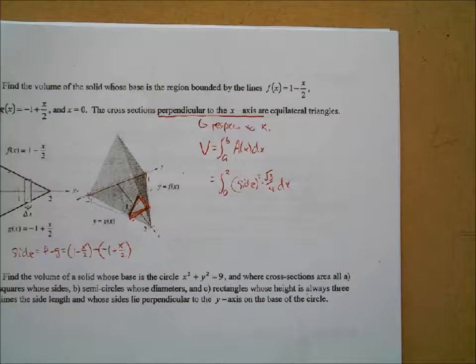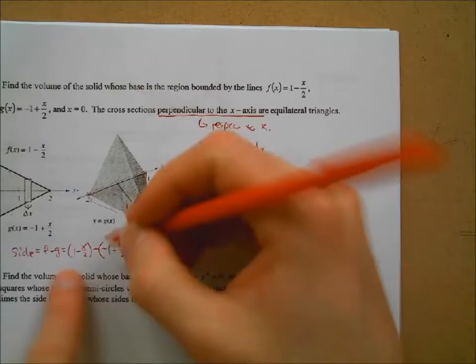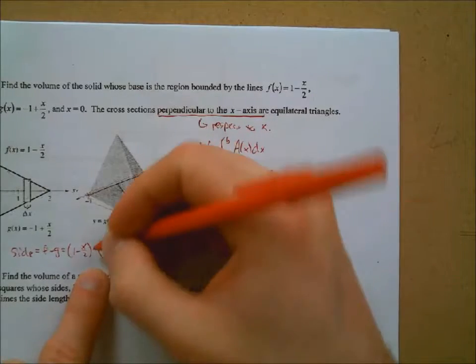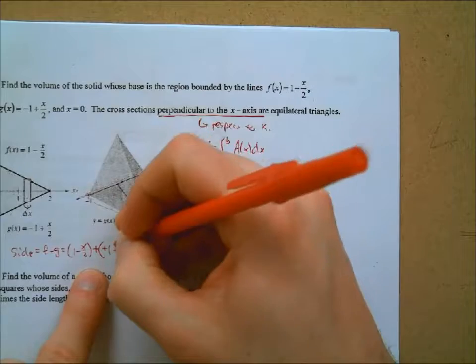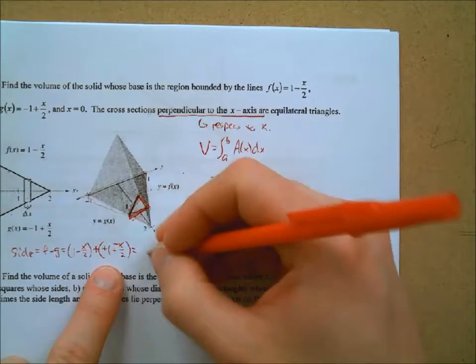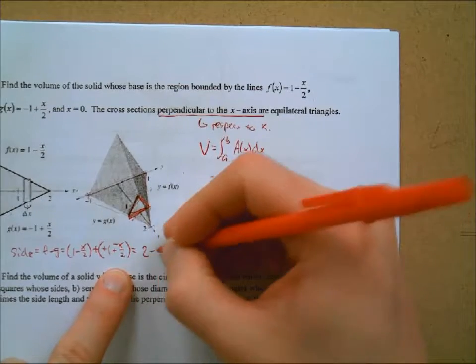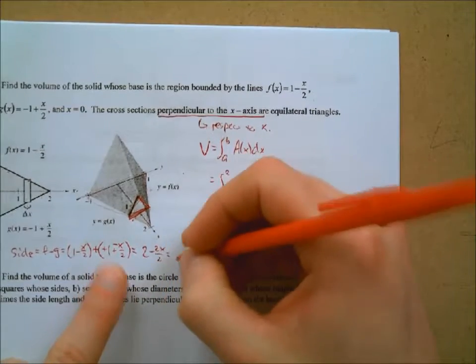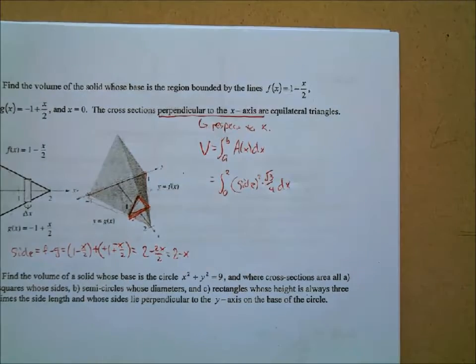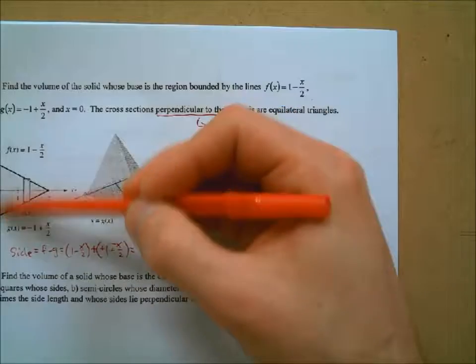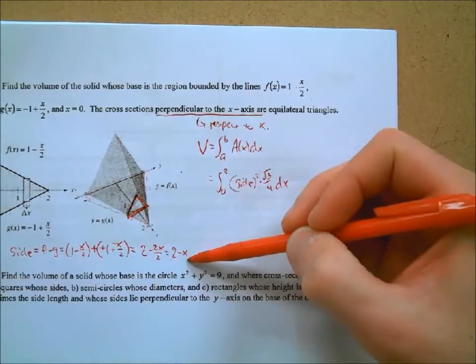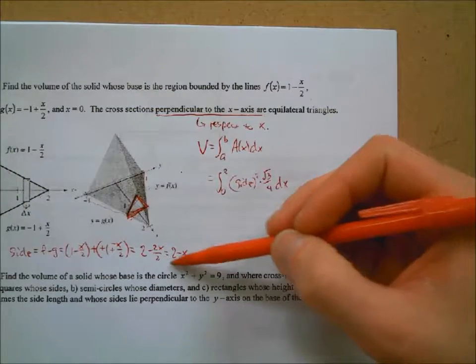Okay. And of course, we can combine these together, so we might as well do that to make life easier for ourselves. Instead of subtracting this, we'll add the opposites. 1 plus 1 gives us 2. Negative x over 2 plus a negative x over 2 is negative 2x over 2, which is really just minus x, so 2 minus x. Okay. So the distance between these two curves is the length 2 minus x. That means the sides of our equilateral triangles will always have the length 2 minus x.